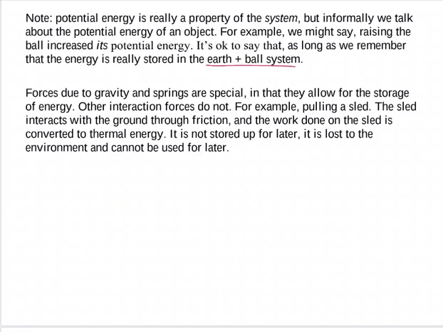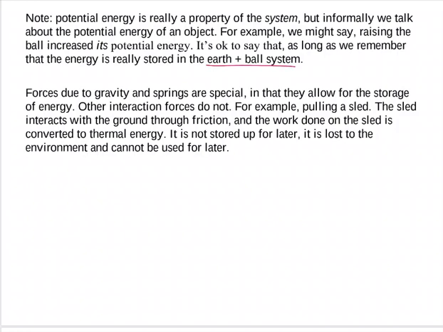Early in this chapter, we were talking about what the system is. Remember that the energy in the system can be increased if we do work on the system. Mechanical energy can be increased if we do work on the system. So if we're not doing any work, then we cannot increase the energy in the system. Forces due to gravity and springs are special. They allow for storage of energy. Other interaction forces do not.